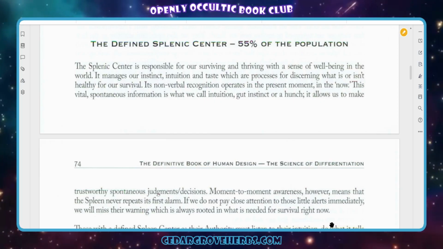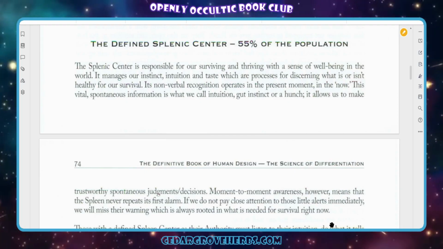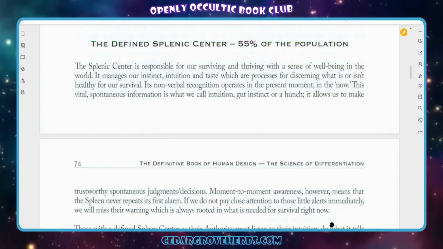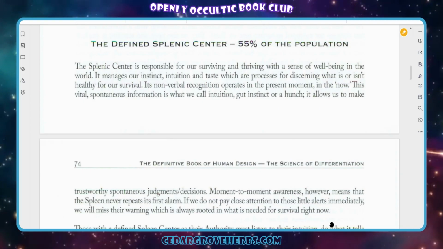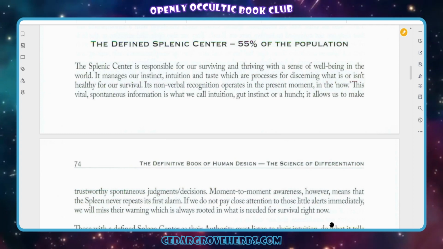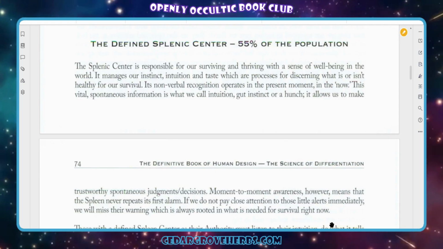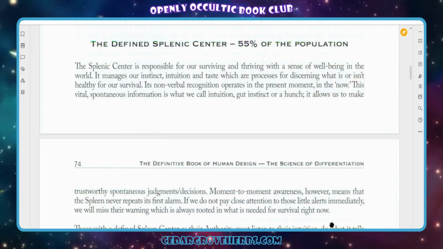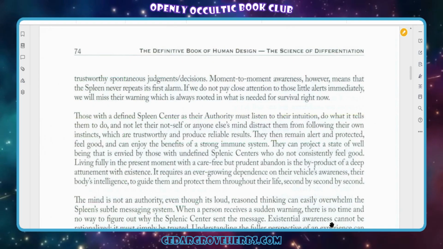The splenic center is responsible for our surviving and thriving with a sense of well-being in the world. It manages our instinct, intuition, and taste, which are processes for discerning what is or isn't healthy for our survival. Its nonverbal recognition operates in the present moment, in the now. This vital, spontaneous information is what we call intuition, gut instinct, or a hunch. It allows us to make trustworthy, spontaneous judgments and decisions.